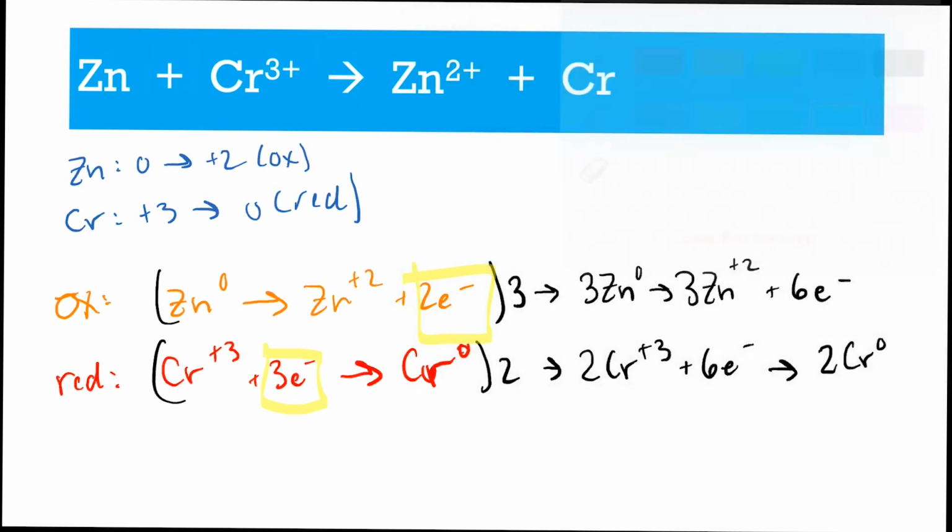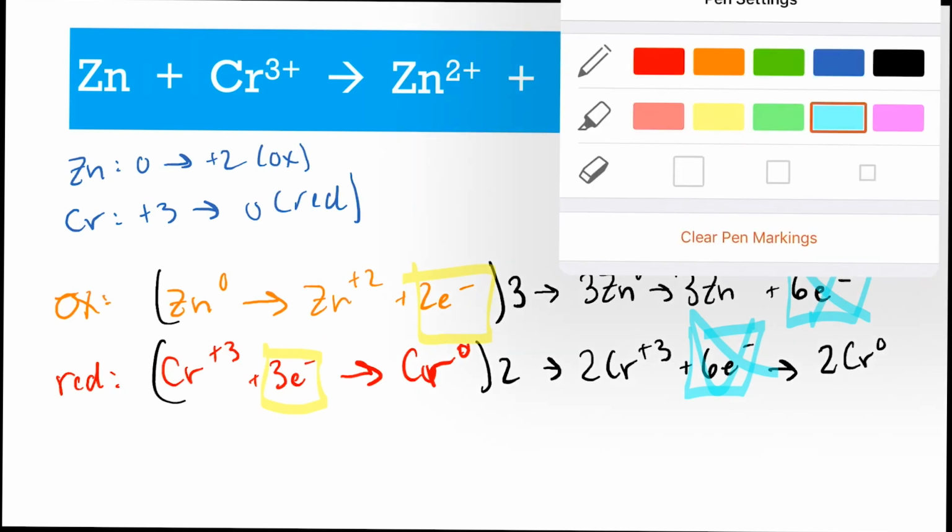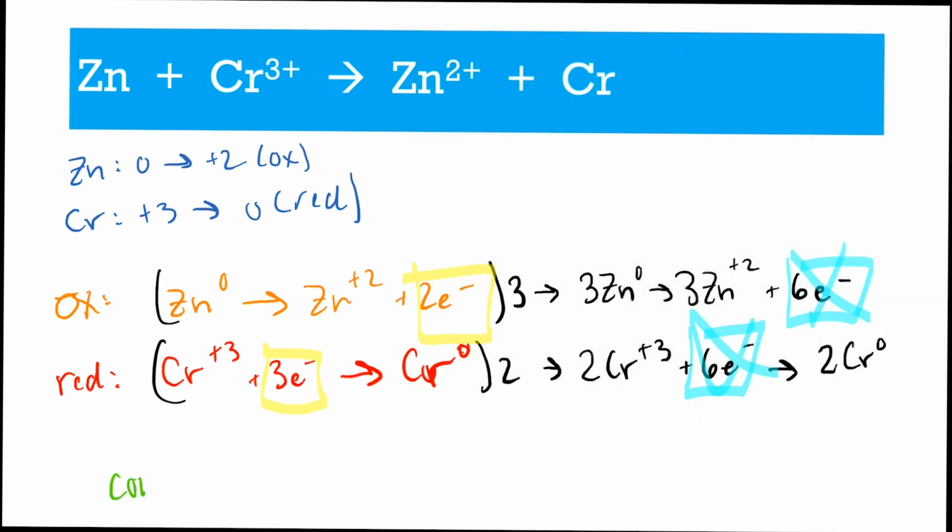Now we have 6 electrons here, 6 electrons there. Now that's balanced. We are happy. You can kind of just ignore those for the rest of the question. And if we're writing our combined reaction, we have 3 zinc 0 plus 2 Cr plus 3. And we have this and that.